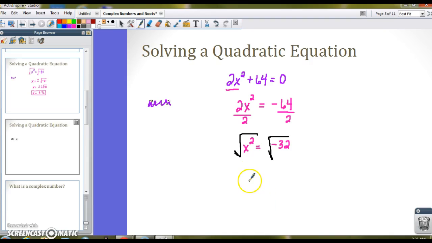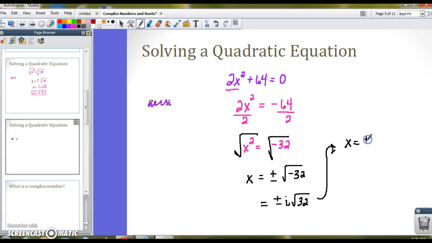And when I do that, remember that allows me to just write x over here because I'm taking the square root of something that's squared. Remember, I have to put the plus or minus in on this side. Okay? And that negative under the radical tells me I'm going to have an i in my answer. I'm just going to write up here because I'm running out of room on the bottom. So that tells me then I have to simplify the square root of 32.